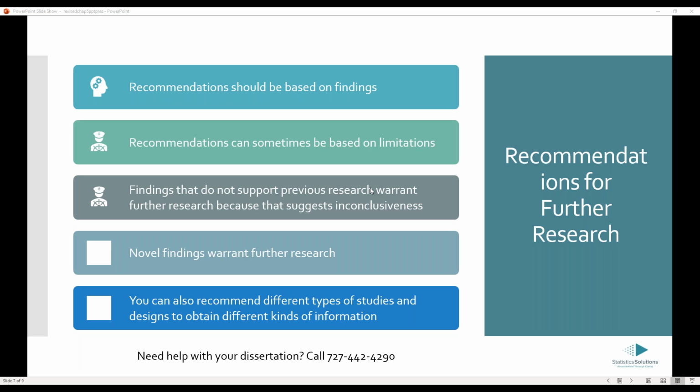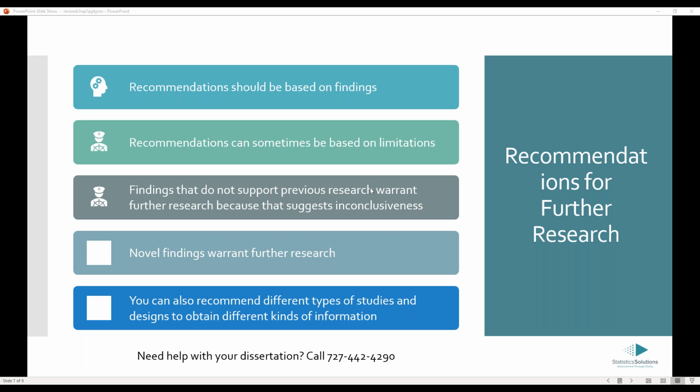So if you found, for example, if your findings in some area don't align with the findings of previous research, you can recommend more research on that area because it suggests a degree of inconclusiveness. If you found something that is new, obviously, you can recommend more research on that because it's something that came up in your study.